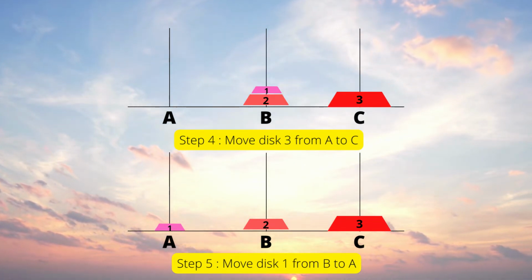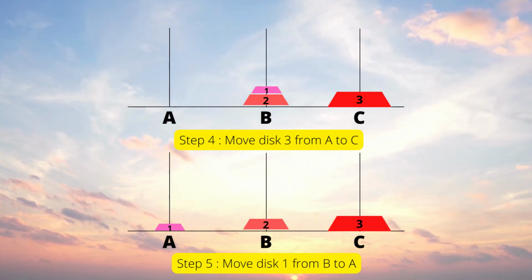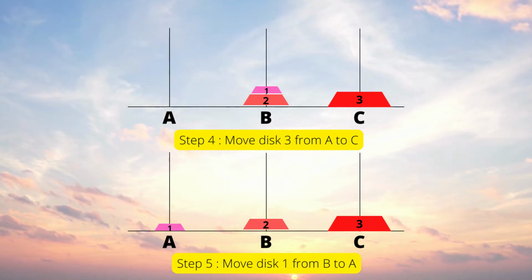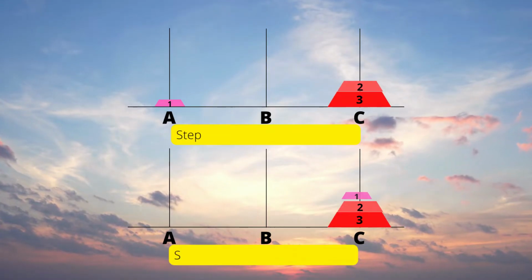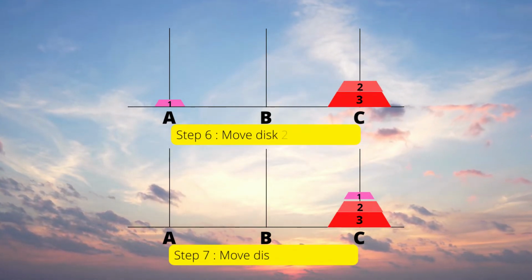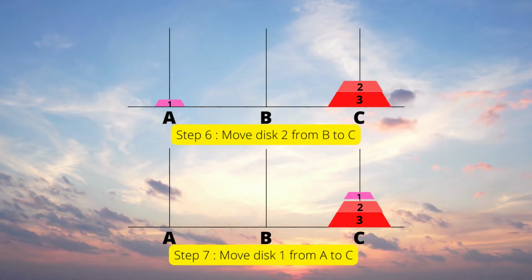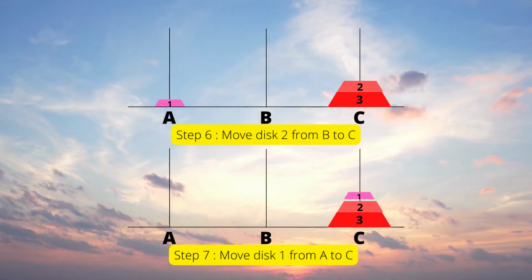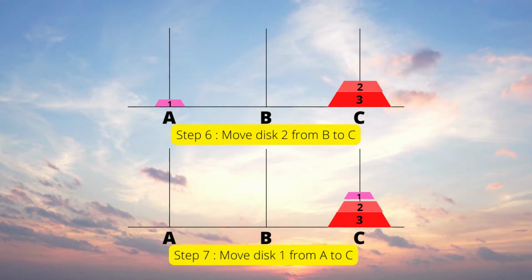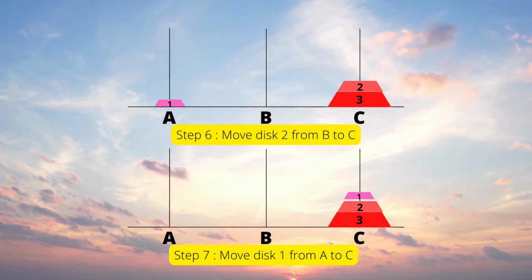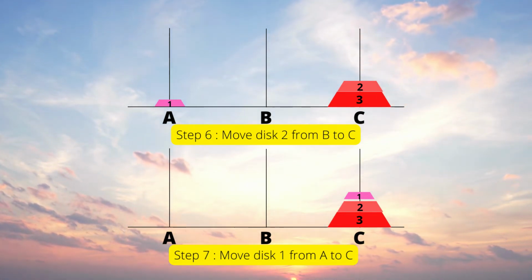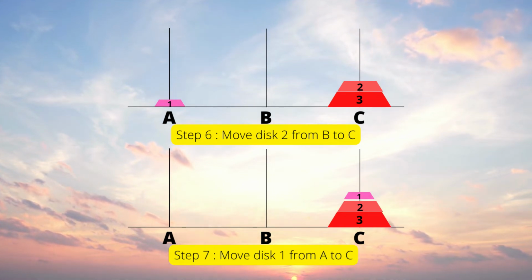The current situation after step 5 is there is 1 disc on each of the rods. For the last 2 steps, move disc 2 from B to C for step 6, and lastly, move disc 1 from A to C. After 7 steps, all discs are moved from rod A to rod C by following the rules of Tower of Hanoi.